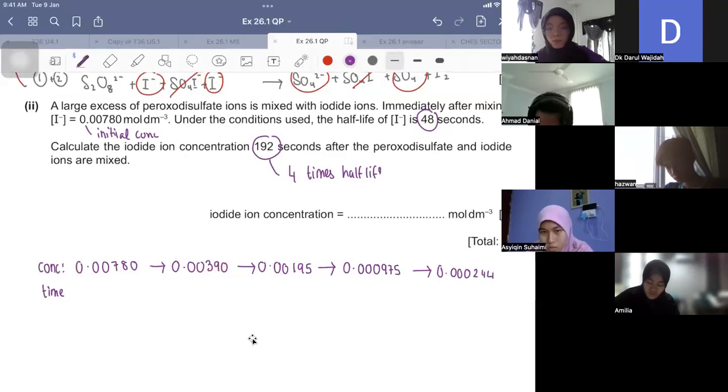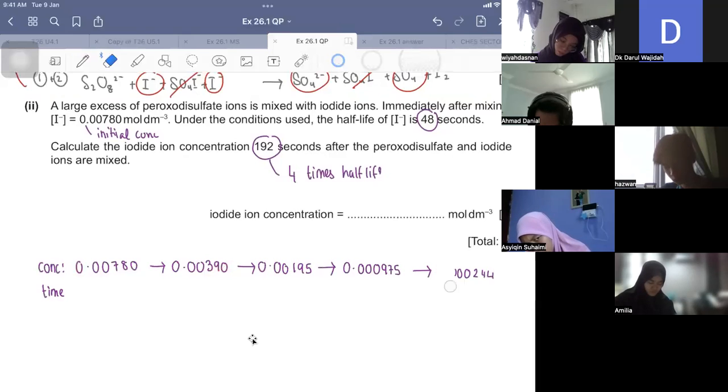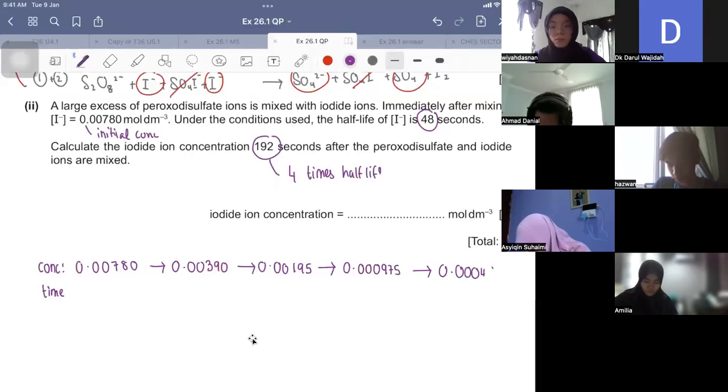Am I doing it correctly? Wait, something is wrong. 0.000975 divided by 2 is, yeah, how did I get that number? Maybe it's, okay. It should be 0.000488, or the same as 4.8 times 10 to the power of -4.